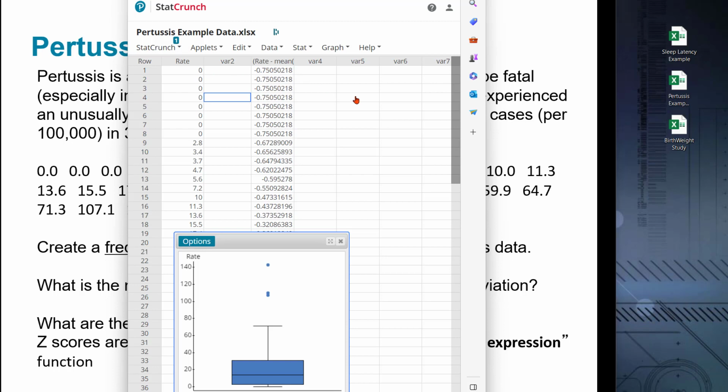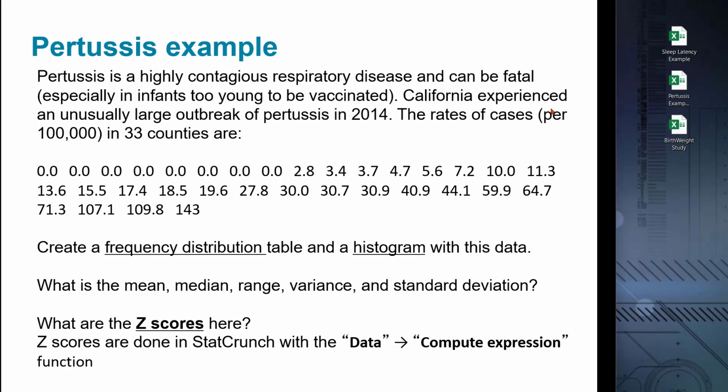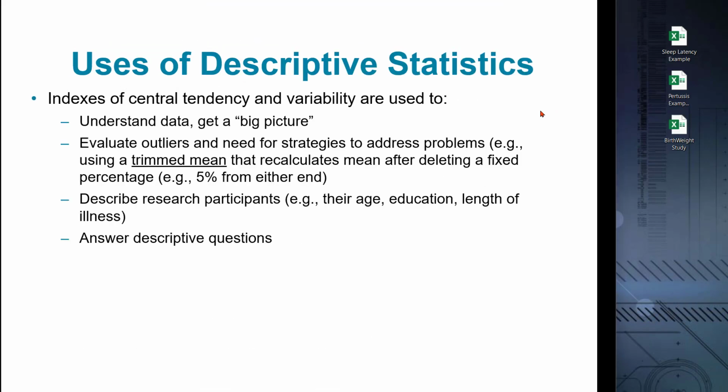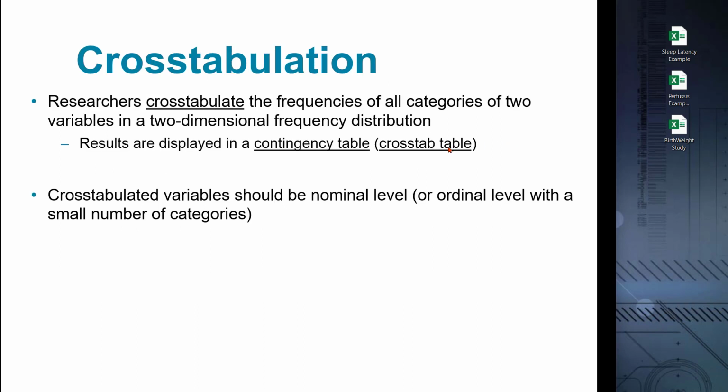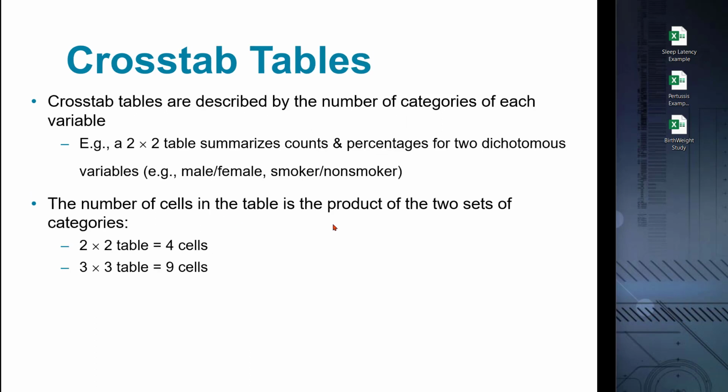We will next focus on describing relationships between two variables. We will start with crosstabulation of two nominal level variables. We do that in what's called a contingency, or crosstabulation table. When creating this table, the rows represent one nominal variable, while the columns represent the other. The cells in the table display the frequency or count of observations that fall into each combination.